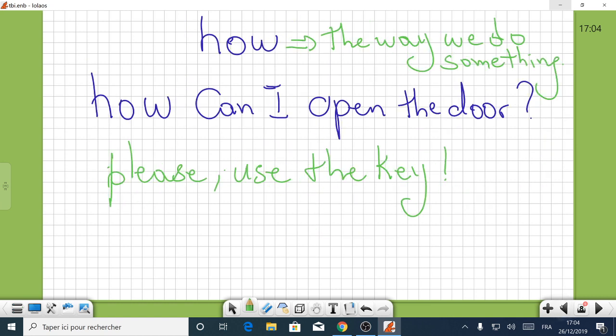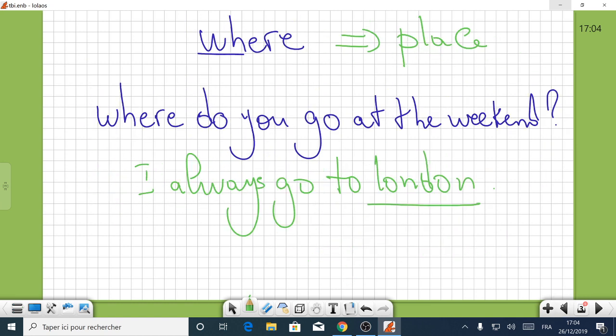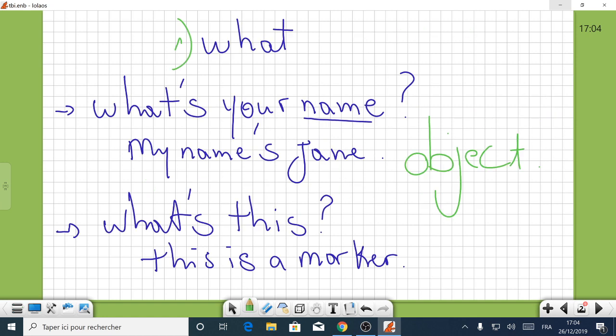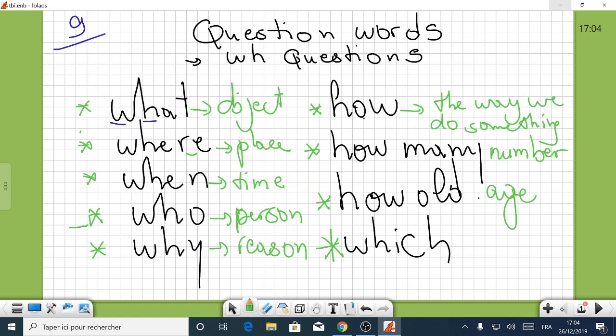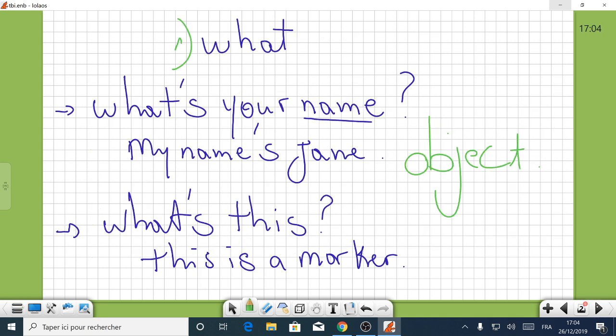We go back to the first one to check what we have here. So we use which when we have choices. So I think here we have how many question words? We have 9 question words: what, where, when, who, why, how many, how old, and which. 9 question words. And in the following slides, we have the explanation of each one.